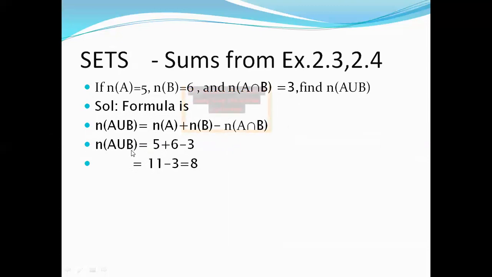This is the formula. So here you must substitute all the values. n of A union B is equal to n of A, whose value is given as what? How many elements are there? 5. The set is not given, but directly n of A is given. So write 5 here. The next one is 6, then minus 3. 5 plus 6, what? 11. 11 minus 3 is 8. So n of A union B is equal to 8. That means in A union B, how many elements are there? 8 elements are there. That means the cardinal number of A union B is equal to 8.